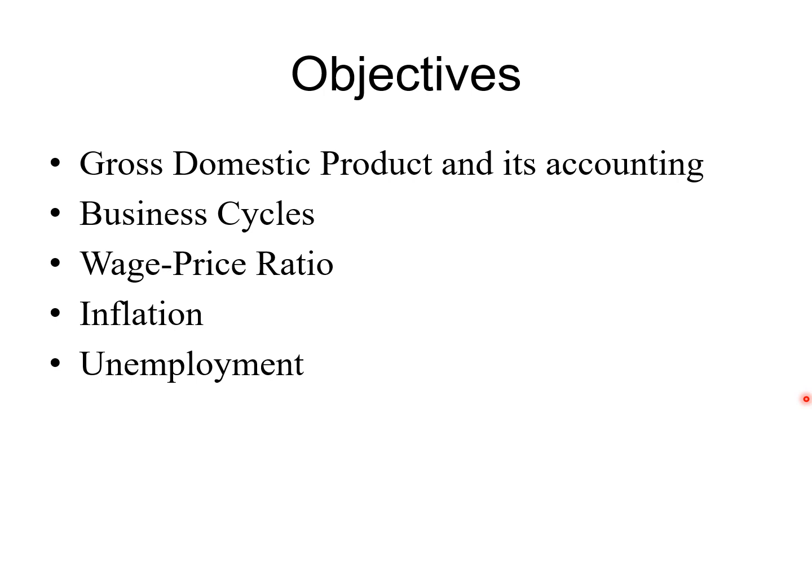And so in this PowerPoint, we'll look at gross domestic product and how it's counted. We'll look at the idea of the business cycle and how it works, wage price ratio and what it means and why it's important to the business cycles. And then we'll look at the two major negative consequences of business cycles, which is inflation and unemployment.